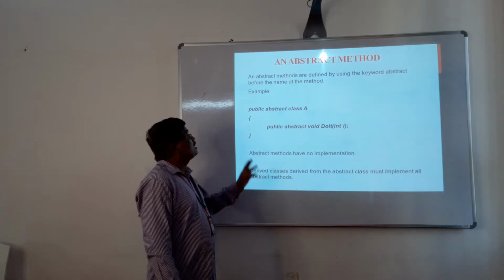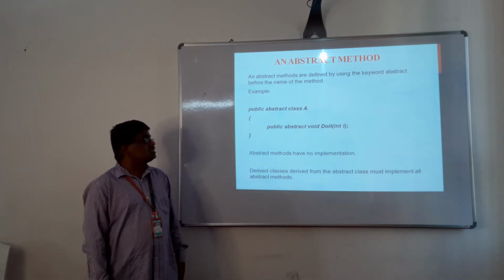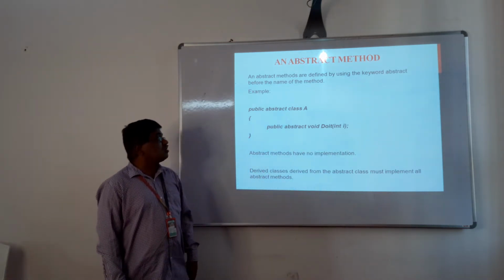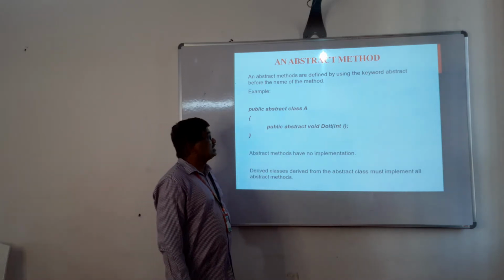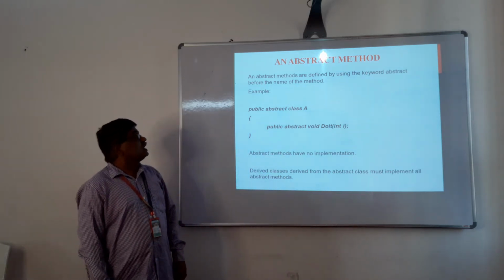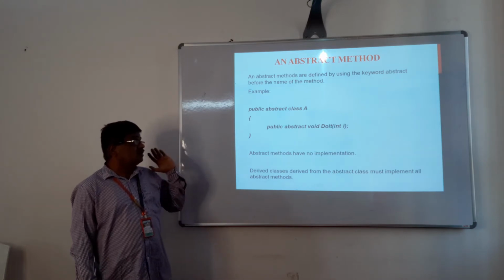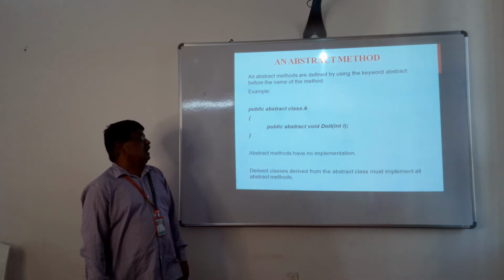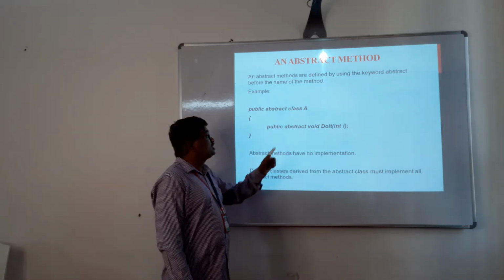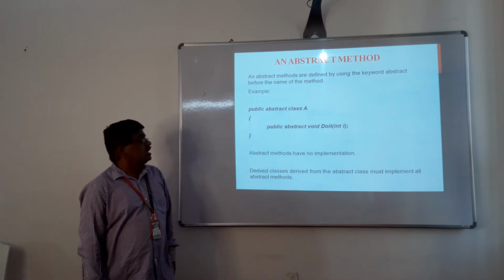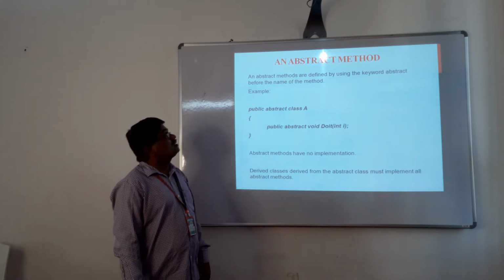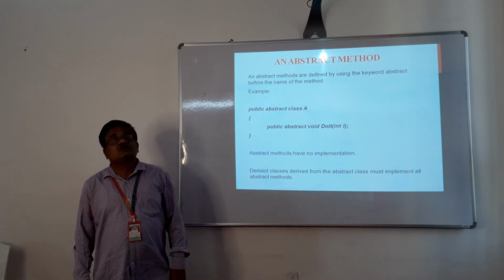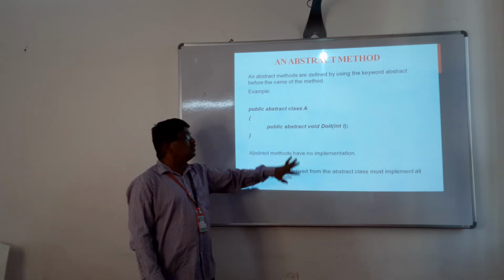Now, as with the abstract class, we can take into account certain abstract methods. If any class is defined as abstract, the method which is incomplete, or which has no implementation, meaning the body is not there, must also be specified as abstract. That is, any abstract class we define must have an abstract method, and that method must be specified as abstract by using the keyword written before the name of the method.